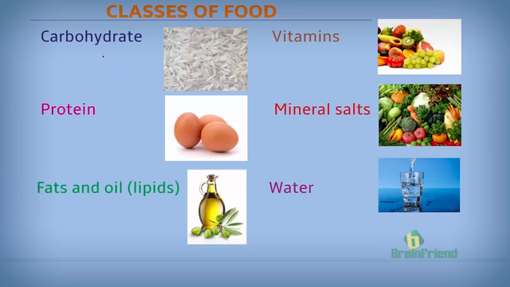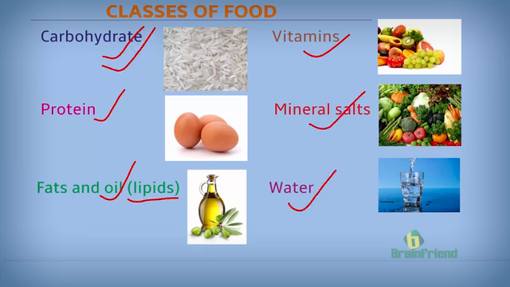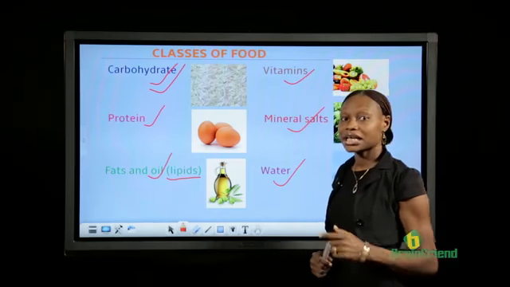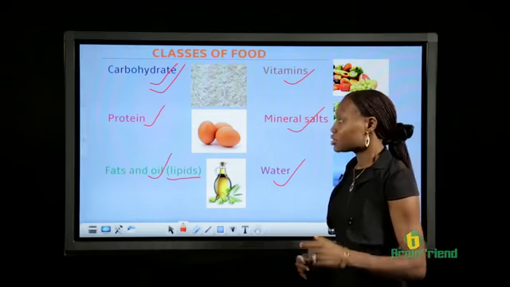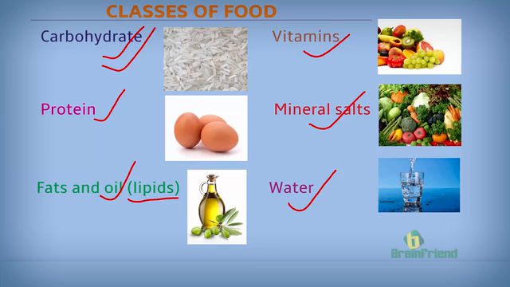We have different classes of food nutrients. We have carbohydrates, proteins, fats and oils, which is also known as lipids, vitamins, mineral salts, and water. Carbohydrates are simply the energy-giving foods. When you take in the carbohydrates, you boost your energy. Proteins, on the other hand, are known as the body-building foods. They also help in the repair of worn-out tissues.